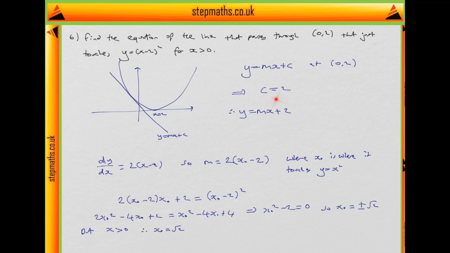We can now sub that into our straight line equation to get the final answer, put it in red: y equals 2(root 2 minus 2)x plus 2.